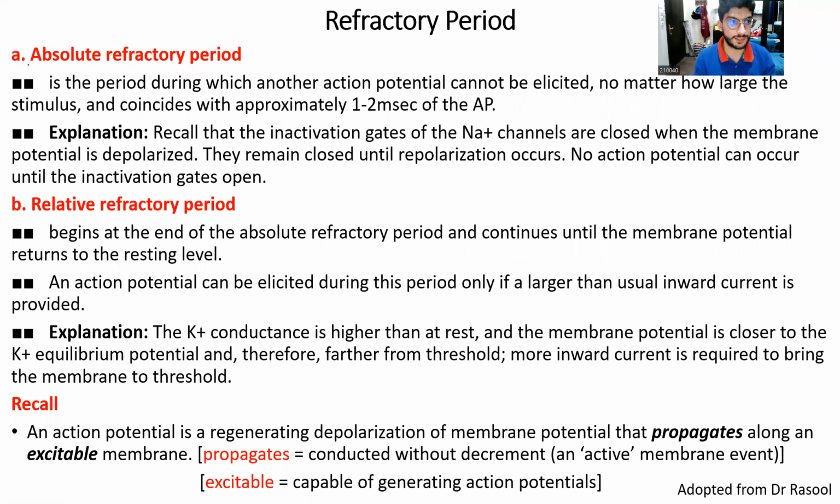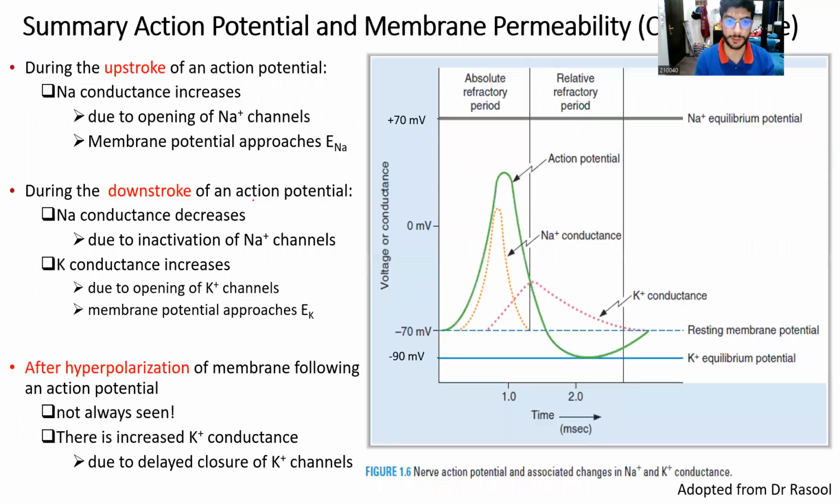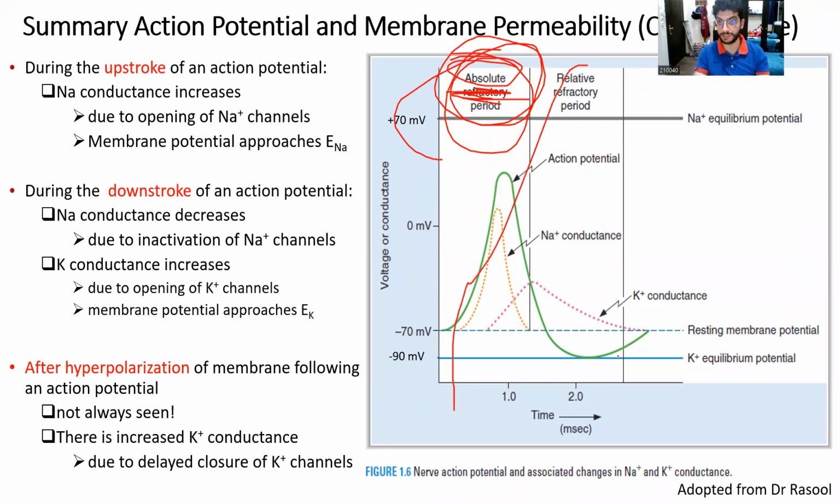There's something called absolute refractory period and something called relative refractory period. All refractory period means is that it's the period in which no other action potential can be triggered. In the absolute refractory period, no action potential can be triggered, regardless. Say we have a graded potential of 1 billion. It won't trigger the action potential because it's still in the absolute refractory period.